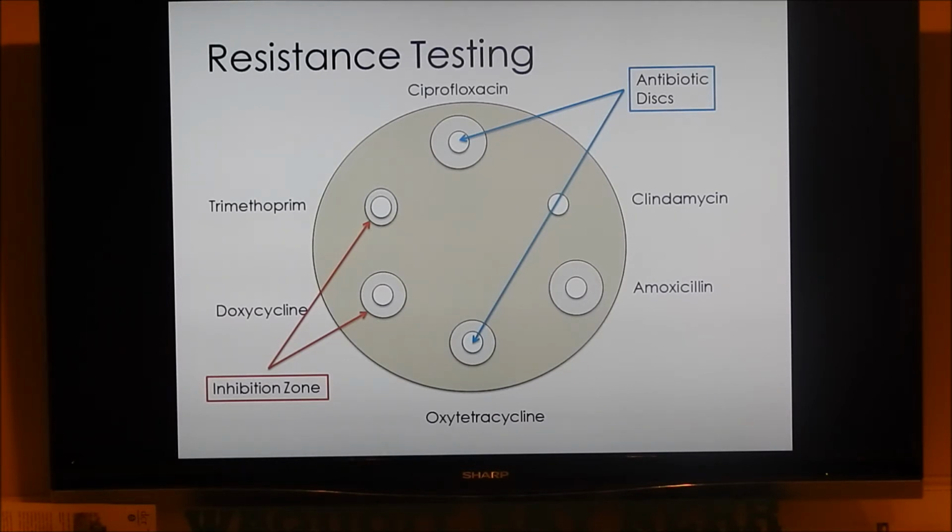So this is a little schematic of what we do with the resistance testing. Imagine the circle is one of those petri dishes that I just showed you, and there's media on it that the bacteria like. So what you do is you take the petri dish and you swab over it with the bacteria to create a lawn. That's what the dark beige back is supposed to be. That's all bacteria that's really dense and really close together.